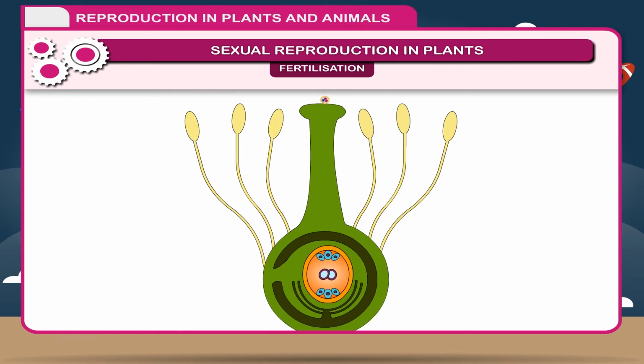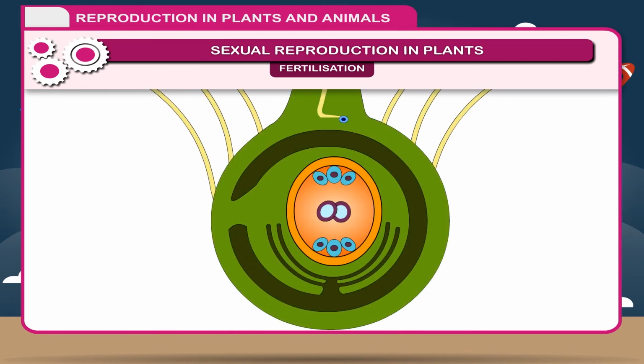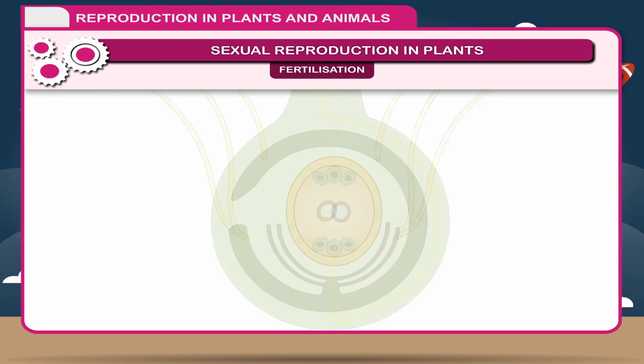Pollen grains germinate to produce pollen tubes, which grow through style and reach the ovule, where they discharge their sperms or male gametes in the female gametophyte. Thus, male and female gamete fuse together.